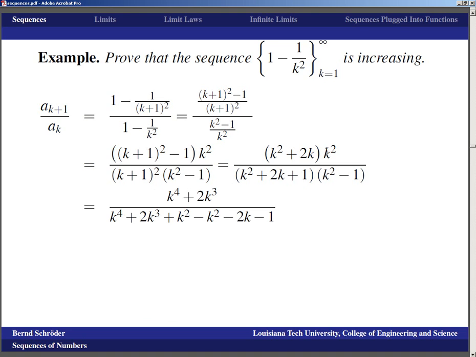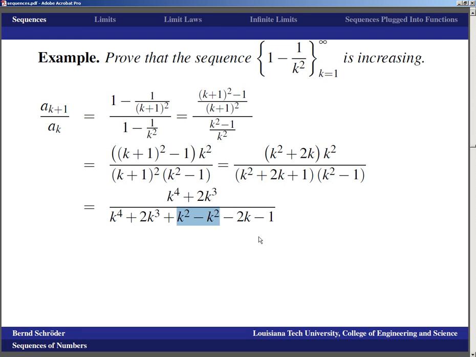And if we multiply all that out, we get k squared times k squared is k to the fourth, k squared times 2k is 2k cubed, k squared times k squared gives us k to the fourth, 2k times k squared gives us 2k cubed, k squared times minus 1 is minus k squared, and that's this minus k squared. 1 times k squared is the plus k squared here, and then we have minus 1 times 2k is minus 2k, and minus 1 times 1 is minus 1.